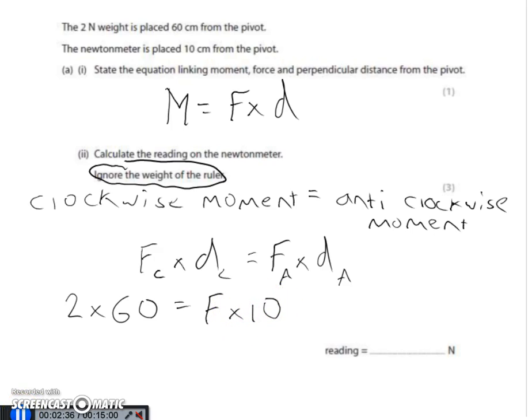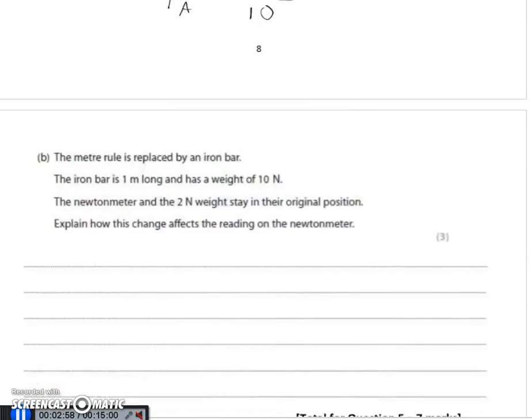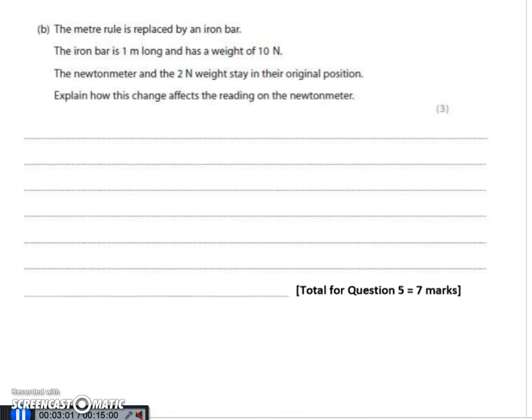And once we've got to this point, we can just solve for F. The anti-clockwise F is going to be equal to 2 times 60, 120, divided by 10. That gives us a 12 Newton force. So the key point here was that we realized that the sum of the anti-clockwise moments must equal the sum of the clockwise moments. Now we're then going to replace the metal ruler with an iron bar.